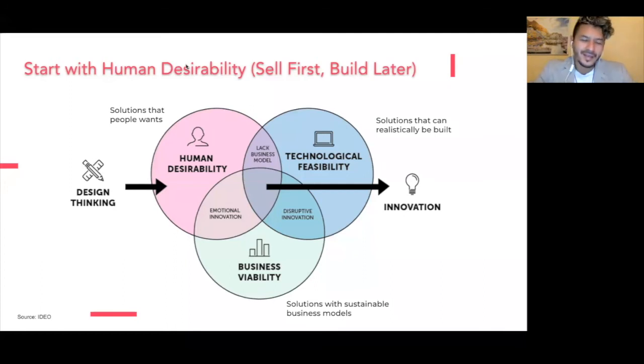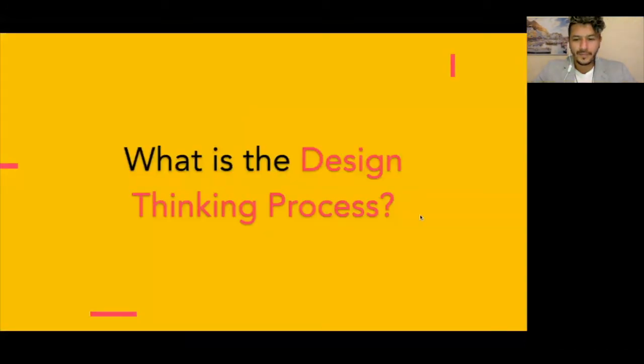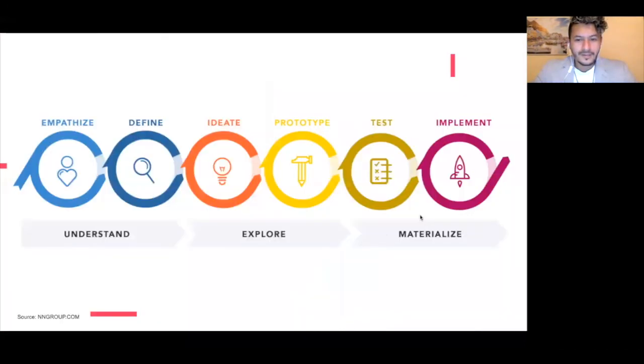So every time you think about design thinking, think about this, okay? If you want to use design thinking, you need to start with human desirability, okay? And that's why design thinking is considered a human-centered approach, okay? Because it always starts with a human element, okay? So there are different ways to implement design thinking, okay? This is one of the ways.